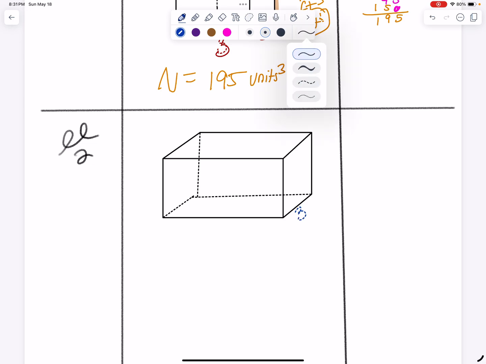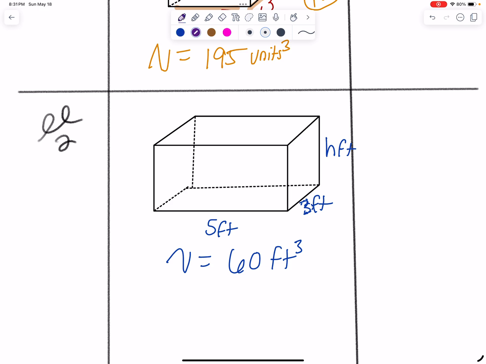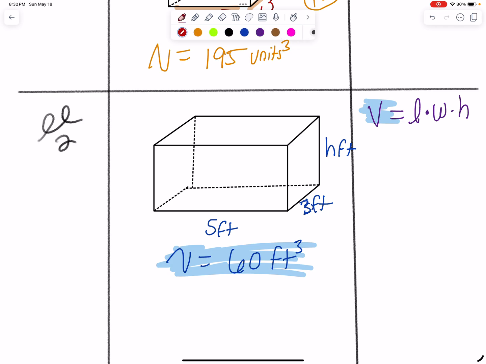You see how I forget? 3 feet by 5 feet by h feet, and they're telling you that the volume is 60 cubic feet. So if you would write the formula, you would say volume is as easy as A, B, C. So volume equals length times width times height. Well, I know what the volume is. The volume is right here. So it's going to literally go right there. So that is going to be 60.